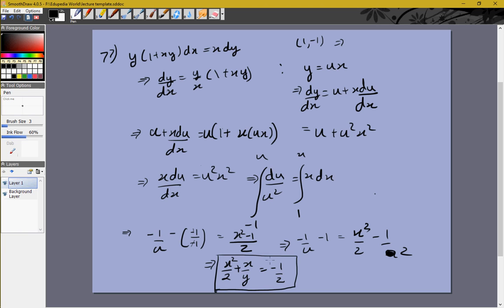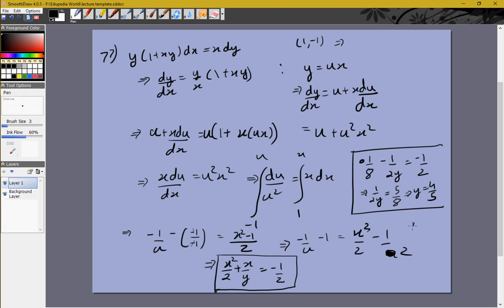This is basically the implicit form of the function, and now we can get f of minus 1 by 2 by putting x is equal to minus 1 by 2. So what we get is 1 by 8 minus 1 by 2y is equal to minus 1 by 2, or 1 by 2y is equal to 1 by 8 plus 1 by 2, which is 4 by 8, or 5 by 8, which gives me y is equal to 4 by 5. So the answer to this question is y is 4 by 5, which is option 4.